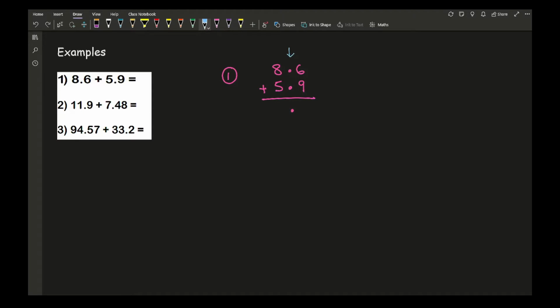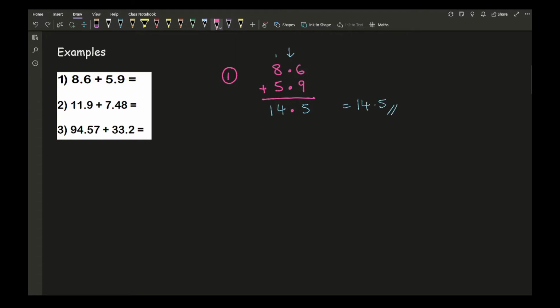And it's really important that they're directly underneath each other. It makes working with these questions just so much easier. So working with this question, I've got 6 plus 9, which is 15. And I carry the 1, and I've got 1 plus 8, which is 9, plus 5, which is 14. So it gives me an answer of 14.5.